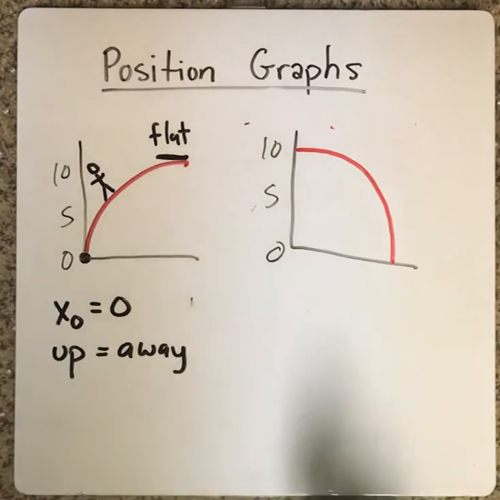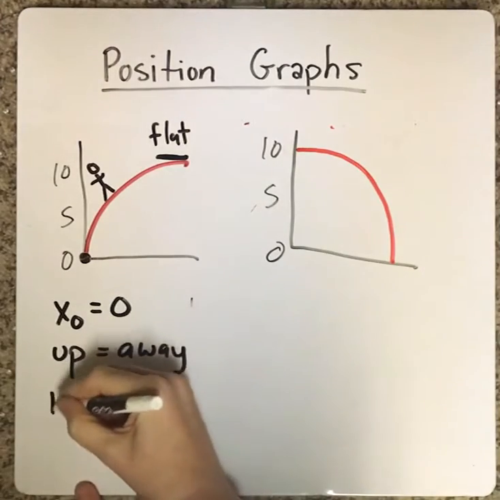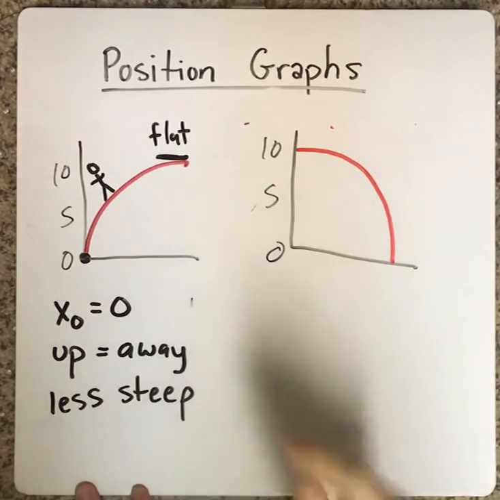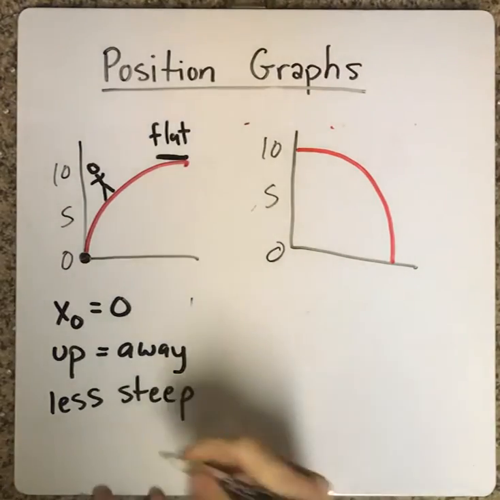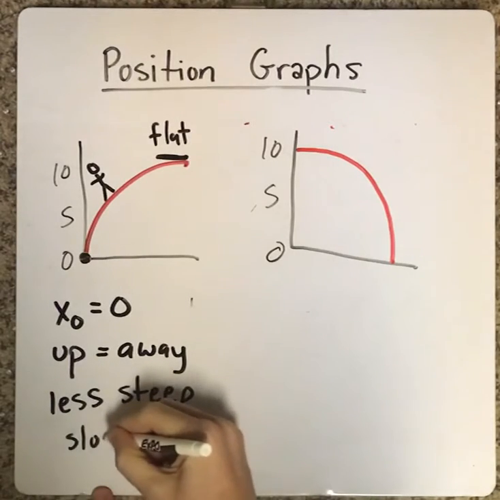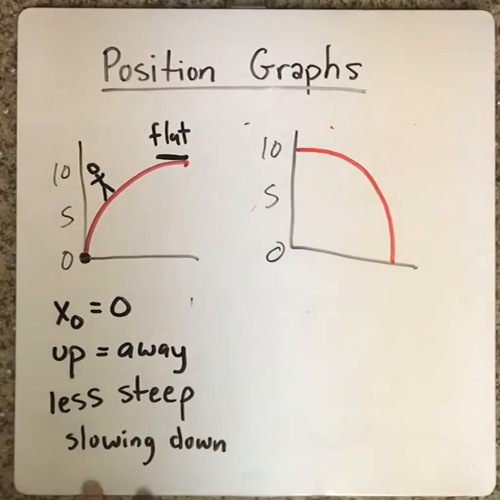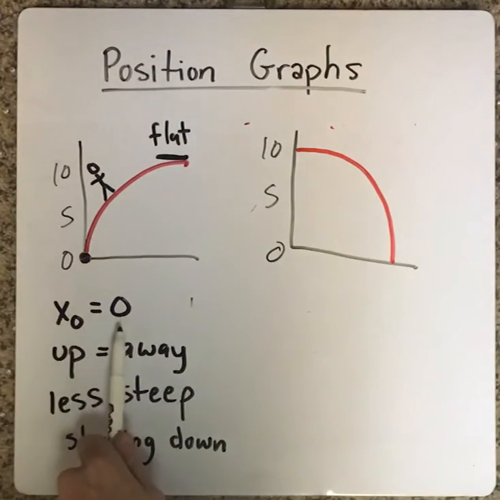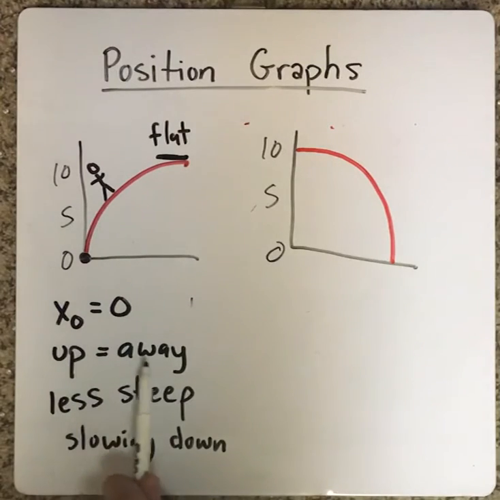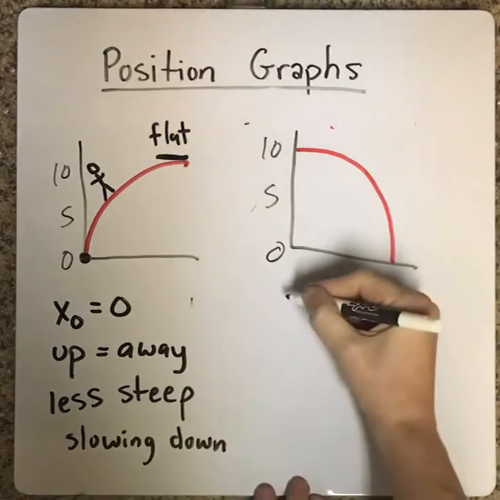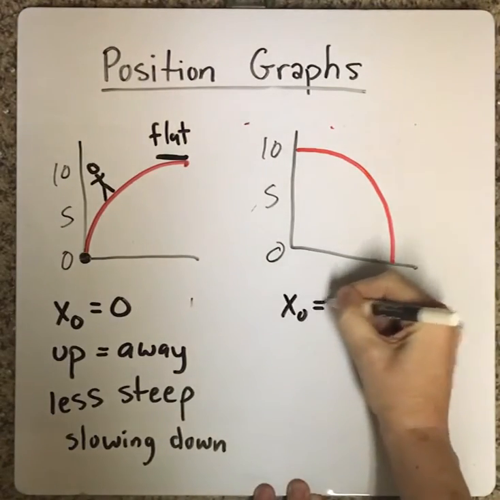So that means that the graph, as they go up, is getting less steep. And what that tells me is that this object is slowing down. So again, the important things to recognize: the initial position was 0, the object is moving away, and they're slowing down. If we look at the second graph, we're going to see that the initial position was 10.